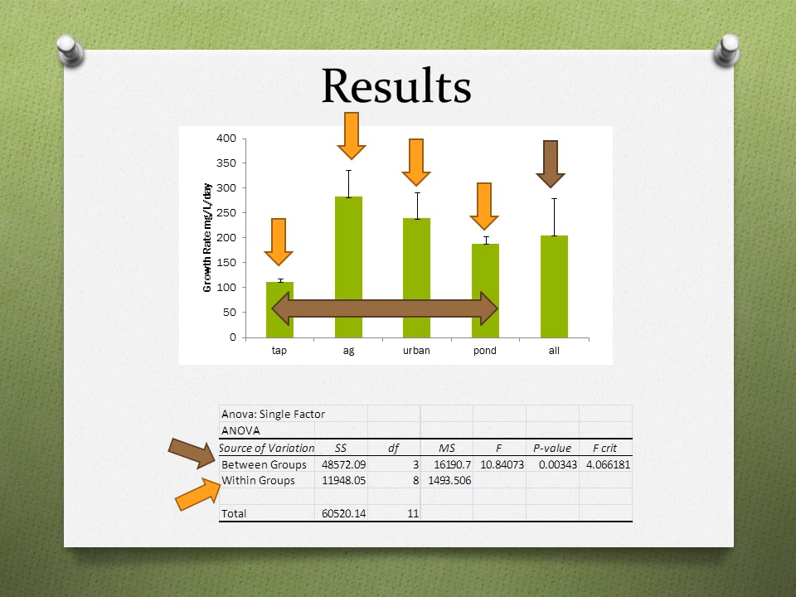But what I thought would be good is to go ahead and take that tap water out and look at it again.